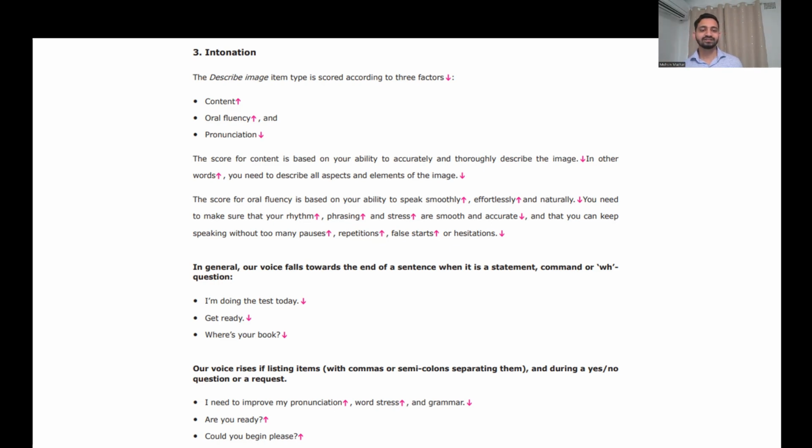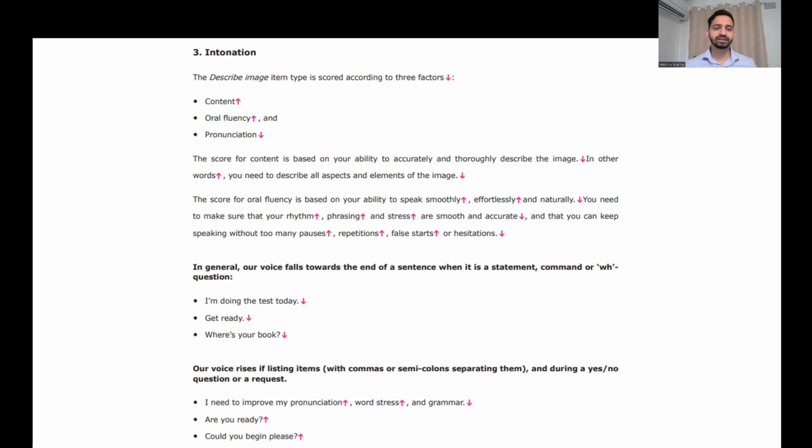Our voice rises if listing items. So you've got rhythm, phrasing, and stress, or pauses, repetitions. These are all listing items. If you've got more than one option or item that you're talking about, the first items are stressed before the end, and the last item is not. I mean, it's stressed, but the intonation kind of falls. Stress and intonation are slightly different things, and we're talking about intonation here.